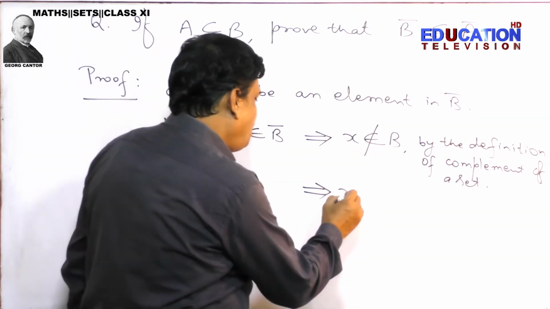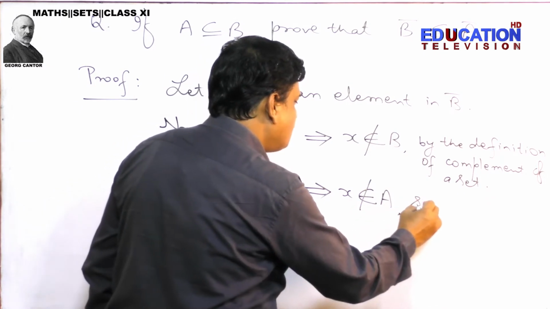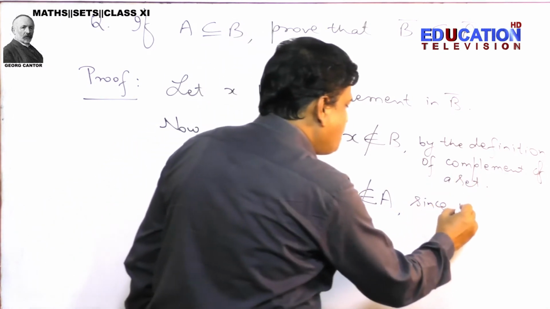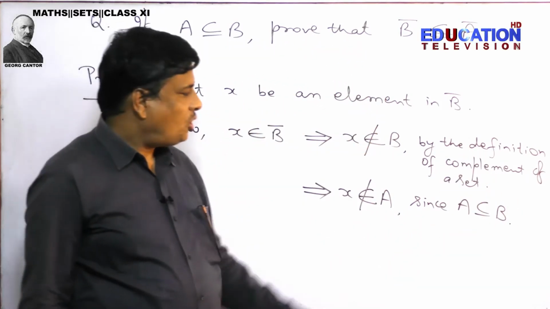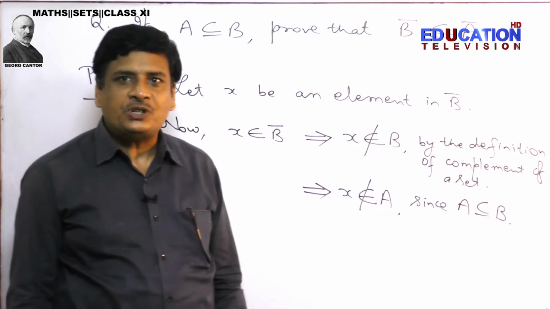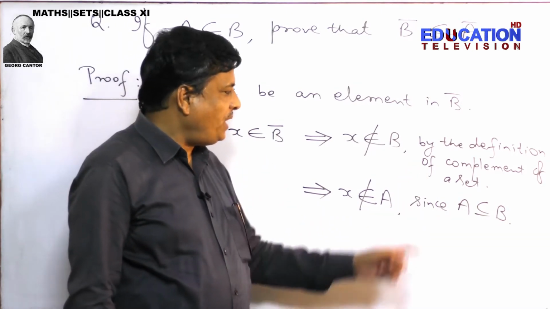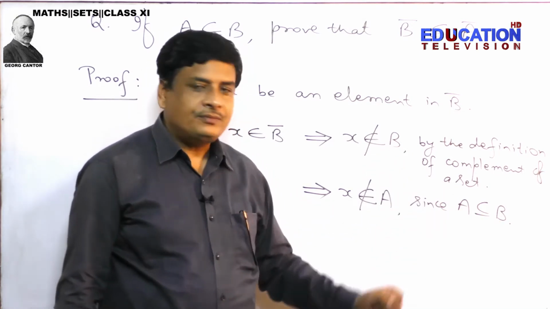then X does not belong to A, since A is a subset of B. All the elements of A are in B. This is the condition of the question. And when the element is not in B, how can it be in A?